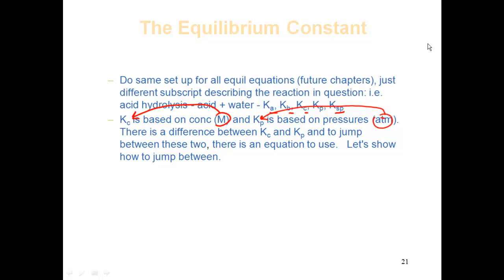Now, for the most part in this chapter, if I give you molarities, I'm giving you Kc. If I give you atmospheres, I'm giving you Kp. So it's not a problem, but I do want you to understand that they are not equal and that you do have to do a change between Kp and Kc, and I want to give you that relationship before you can do it if you ever need to.